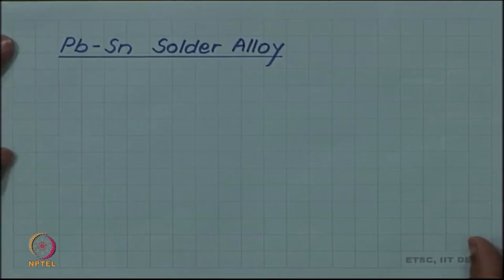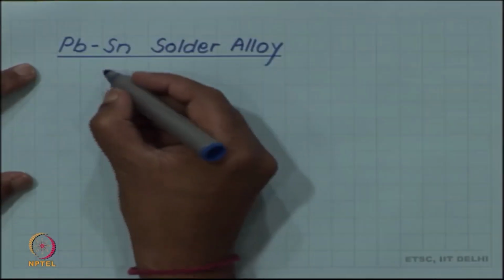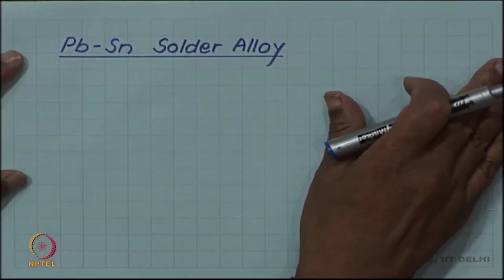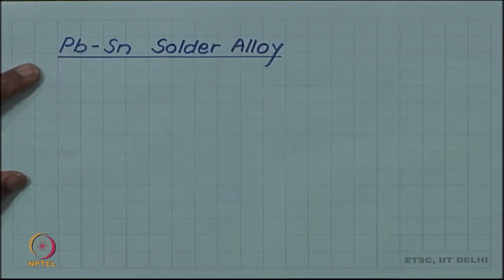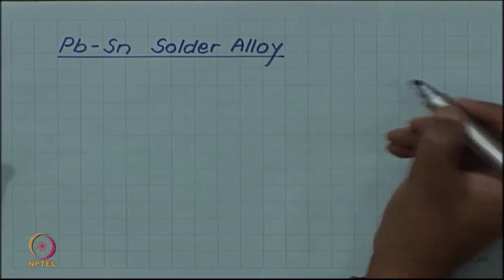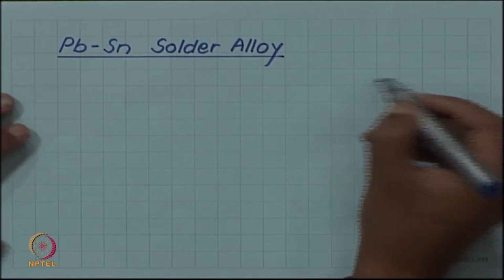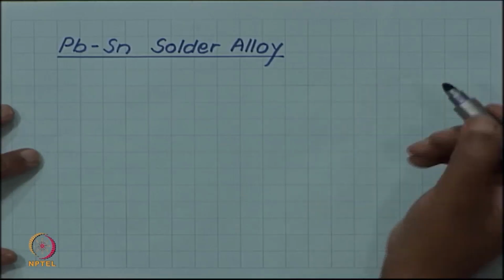As an example, we take up the lead tin solder alloy. This is used for soldering, and conventionally this was the most common solder alloy. Of course, now because of the concern of toxicity of lead, it is being phased out in many contexts, but still for the study of phase diagram, it constitutes a nice system or a nice alloy to look at.